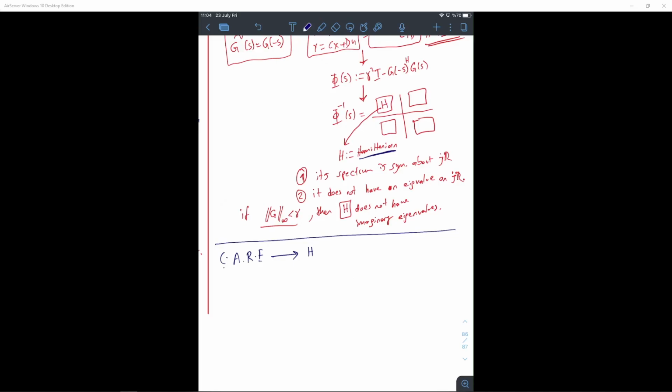Let's say, for example, the algebraic Riccati equation, right? A transpose X plus X A, again we could have written it this way, plus X R X plus Q equals 0, where Q and R are symmetric, right?